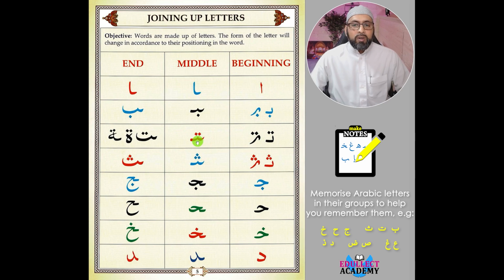Then you've got the ta in the middle, which is identical to the ba, but the dots are on top. And then you've got another way of writing the ta, which almost looks like a ha, but with the 2 dots.